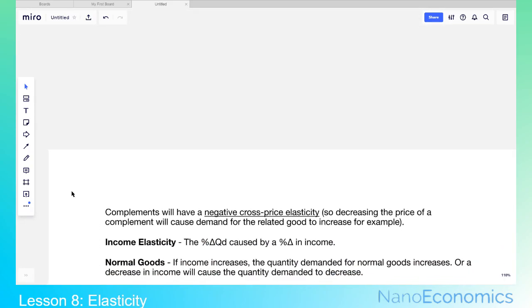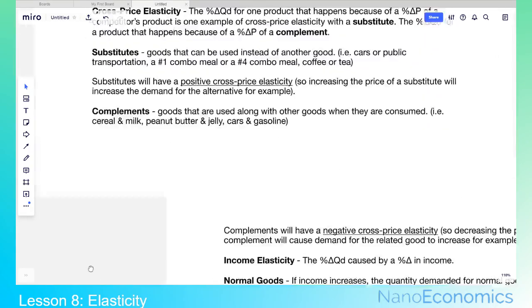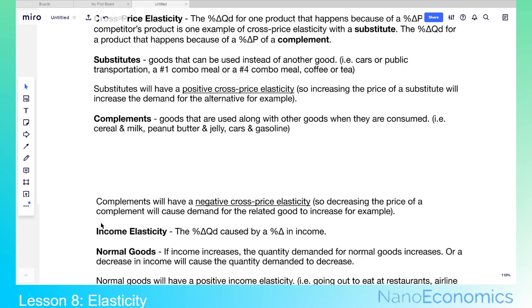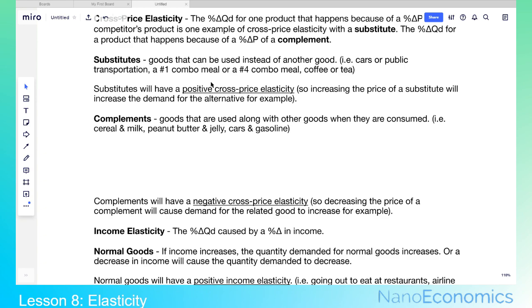Make a couple of notes here. Substitutes have positive cross-price elasticity. In other words, the price and quantity in a cross-price elasticity calculation going the same direction implies they're substitutes. If there's a negative sign on top or bottom, then you're talking about complements.